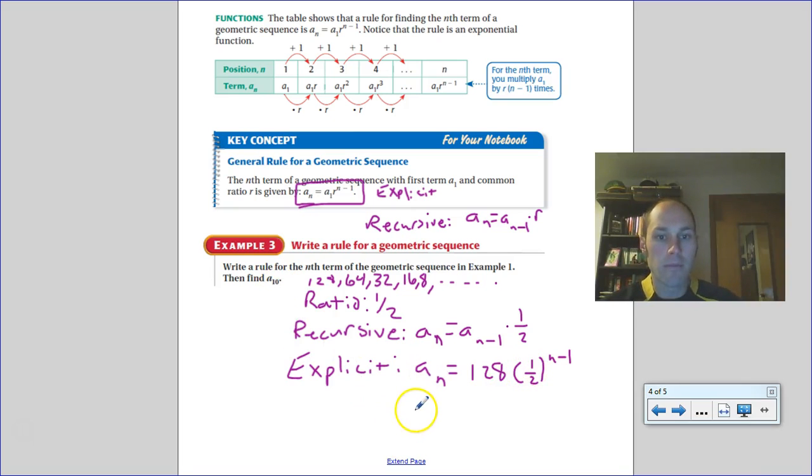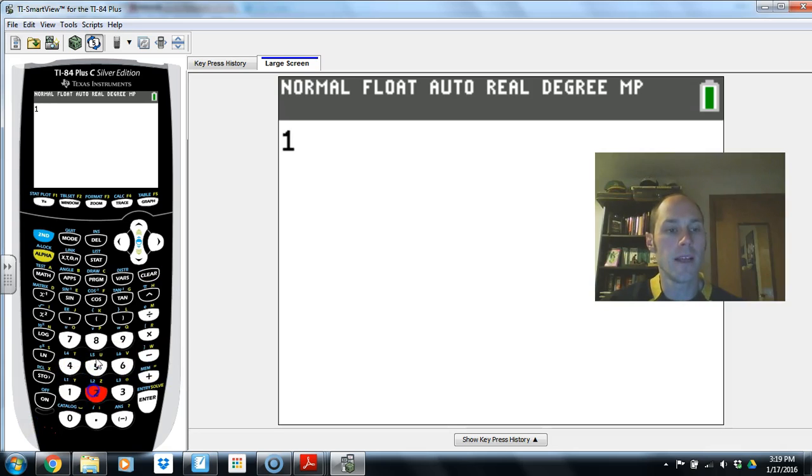So to find the 10th term, I can plug that into my explicit formula: 128 times a half to the 9th power. And then I could just evaluate that equation. So I can go onto my calculator and evaluate it.